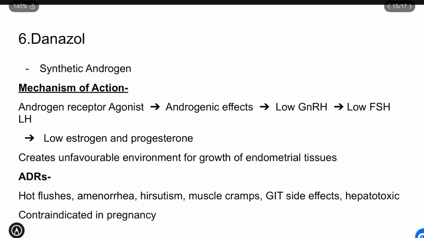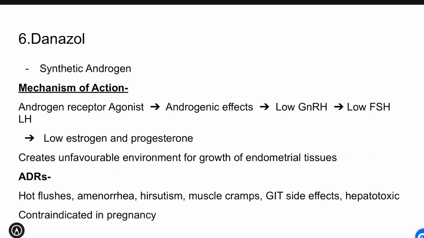Then last drug is danazol. So danazol is a synthetic androgen. Okay, because ये androgen है, it will stimulate androgen receptors, and there will be androgenic effects. These androgenic effects will lead to secretion of low GnRH, which will lead to secretion of low FSH, low LH, with low estrogen, low progesterone, and there will be an unfavorable environment for the growth of endometrial tissue.